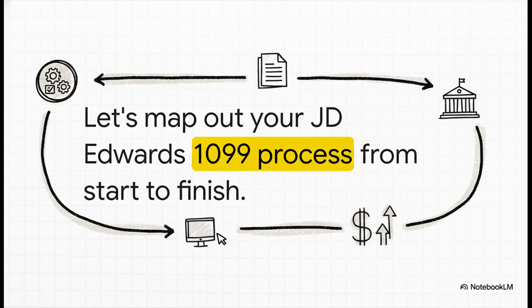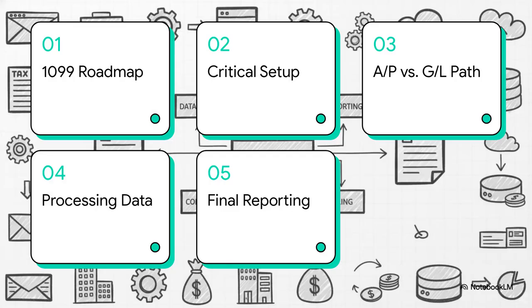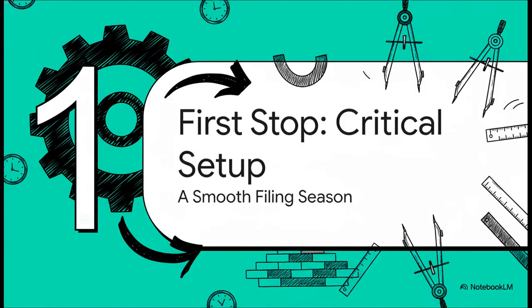Our goal today is pretty straightforward. We're going to map out the entire JD Edwards 1099 process for you, from that very first setup step all the way to hitting send on that final file to the IRS. So here's how our journey is going to look. We'll start with the most important part, the setup. Then we'll get to a fork in the road where you have to choose your path, AP or GL. After that, we'll get into the main event, processing all that data, and finally, we'll cross the finish line with reporting.